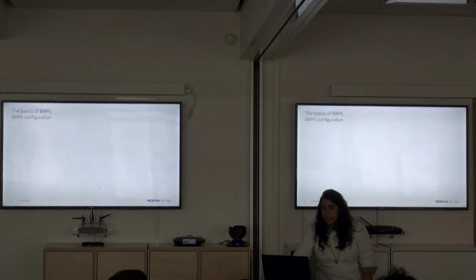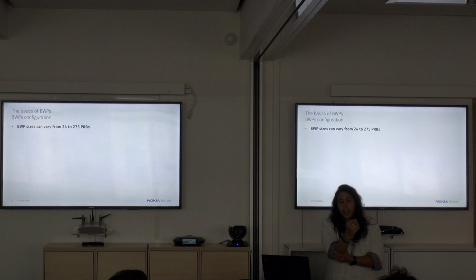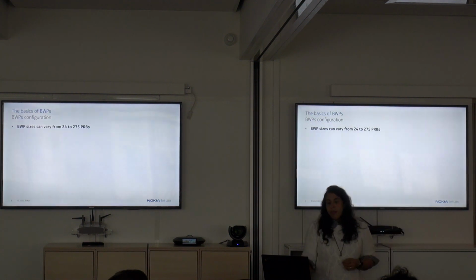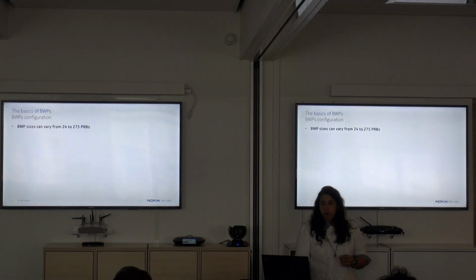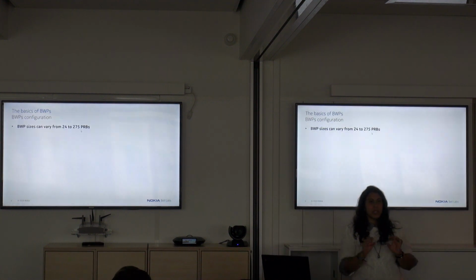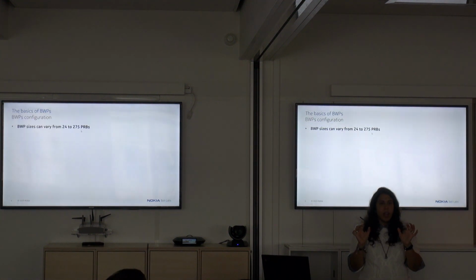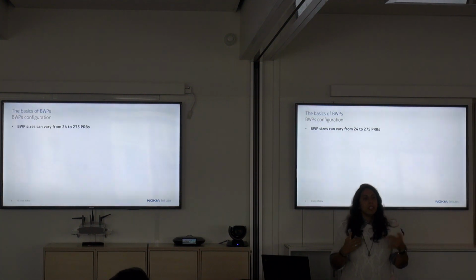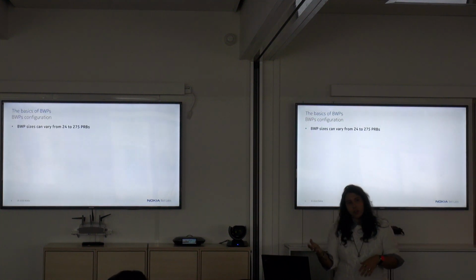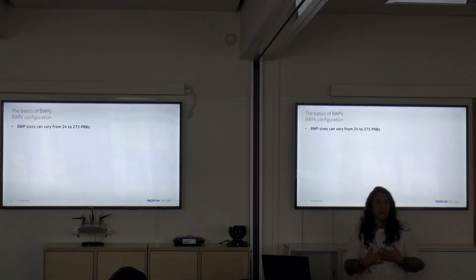All right, then let's see some other characteristics of the bandwidth pairs. In size, they can vary from 24 to 275 PRB. So you can see there's a big difference here in terms of how many resources the size of a bandwidth pair can be. And this is exactly where the multiplexing of narrow and wideband users and the power saving benefits come from.